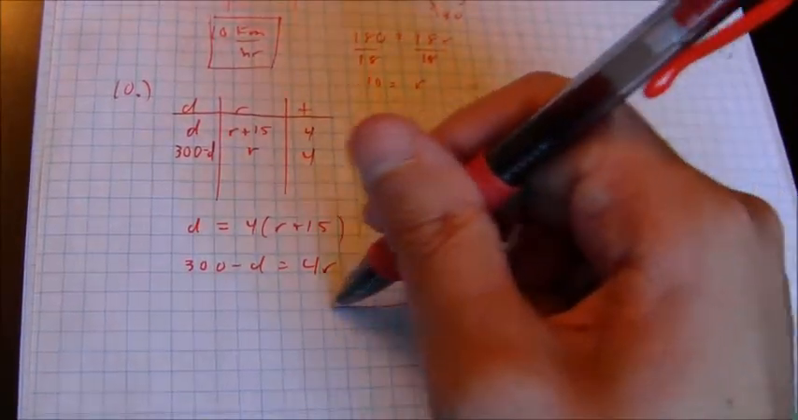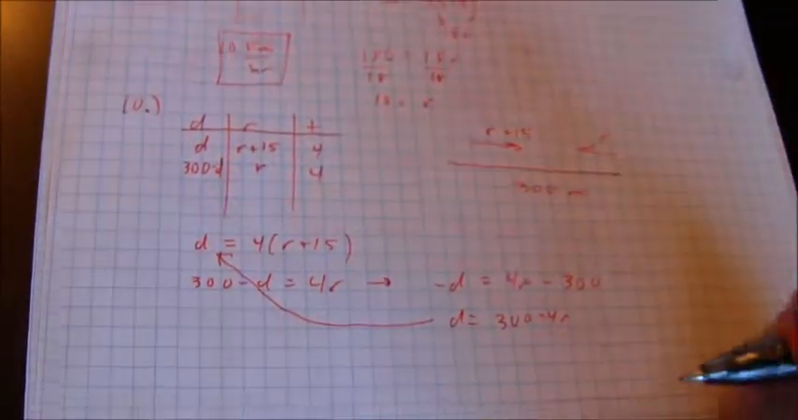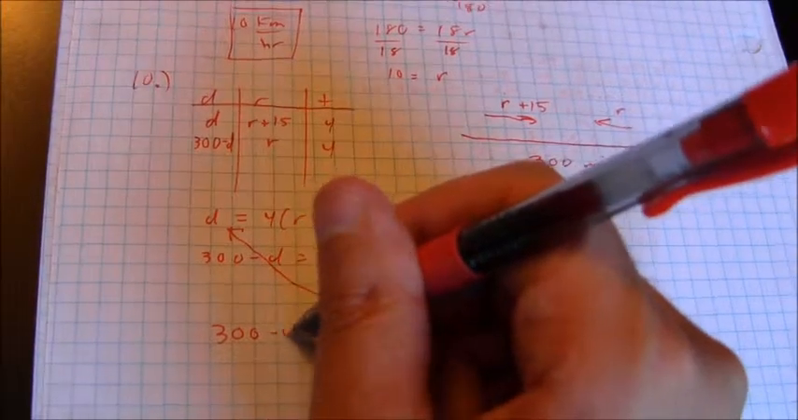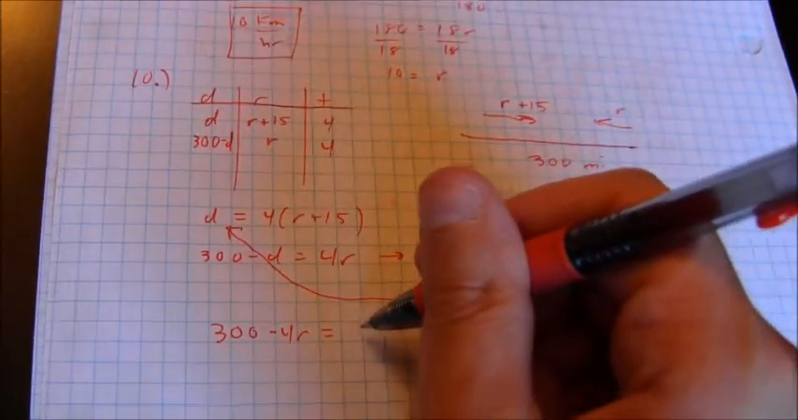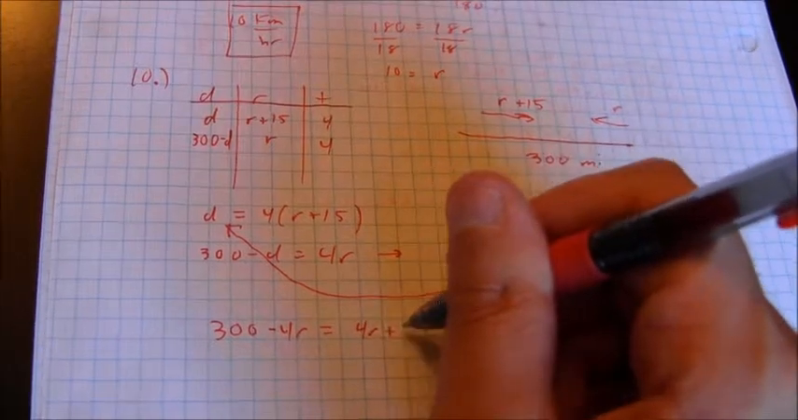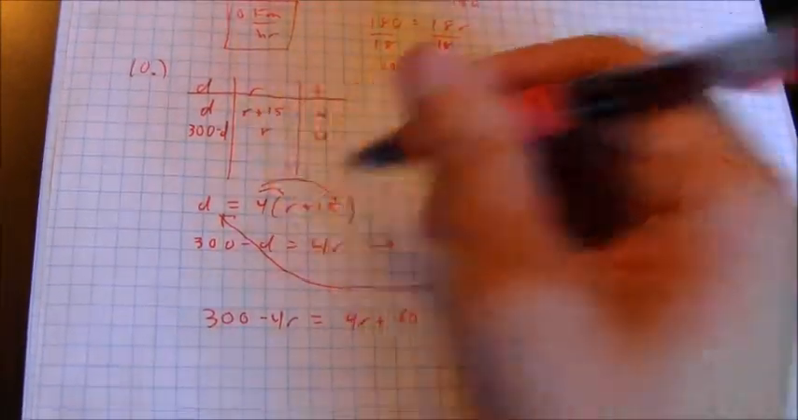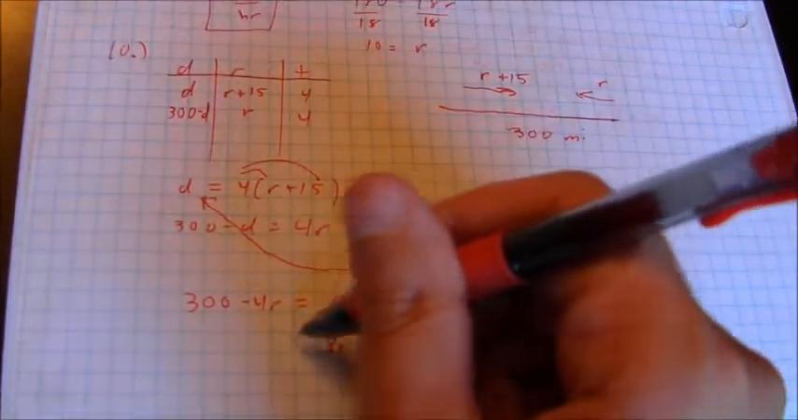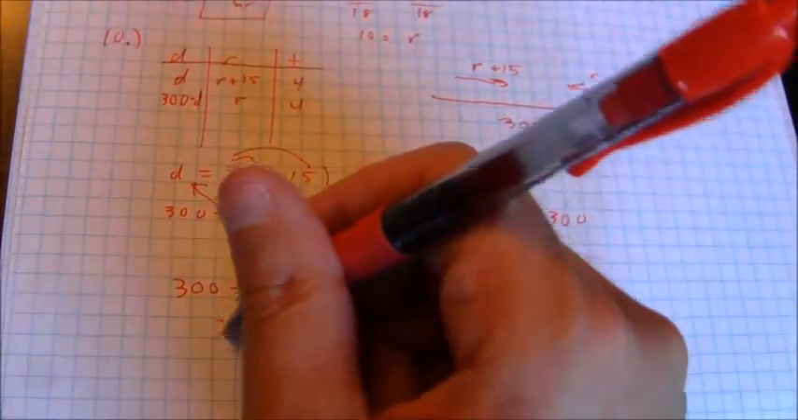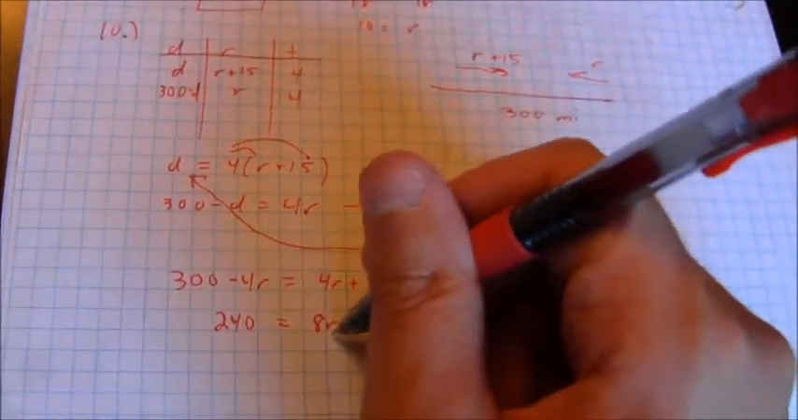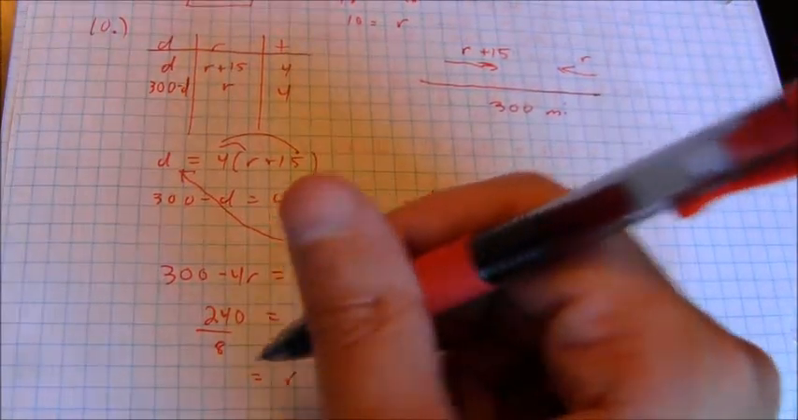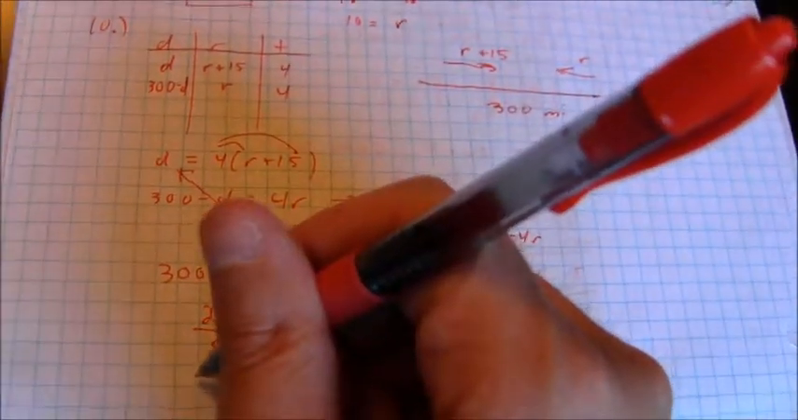Now I can substitute that into my original equation. So 300 minus 4r is going to be equal to 4r plus 60 when I use the distributive property to multiply out my parentheses there. I can add 4r to both sides there. I'm going to have 8r on that side. I can subtract 60 from both sides. I get 240 is equal to 8r. Divide both sides by 8, and I find out that r is equal to 30.